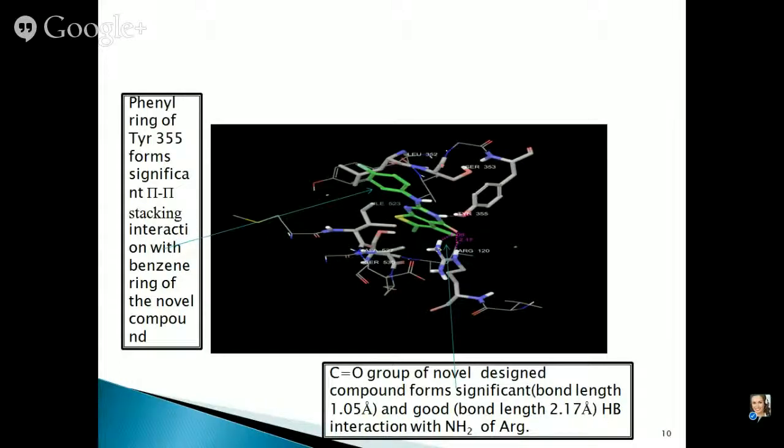This slide shows the 3D view of our pyrimidine novel structures. The phenyl ring of 355 forms significant pi-pi stacking interaction with the benzene ring of the novel compounds. The carbonate group of the novel compound also forms a significant hydrogen bond interaction with the amino group of arginine 120.